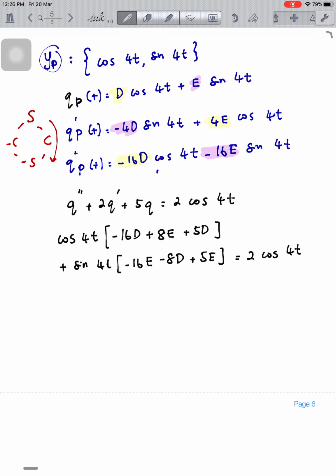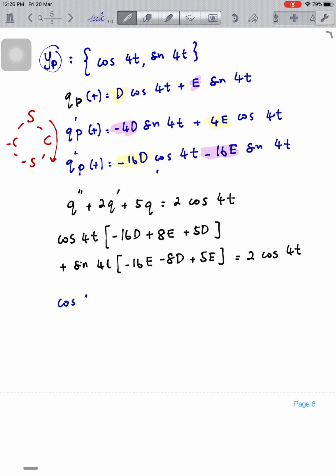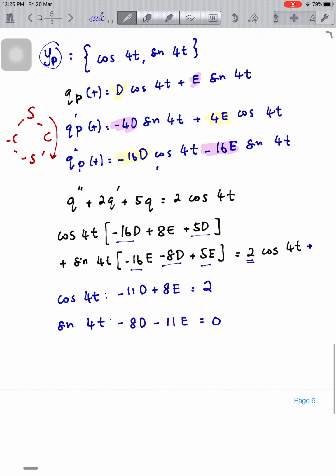Okay, so now I'm going to start doing the comparison. I'm going to start with the cos of 4t. So cos of 4t, this and this, when I simplify, I'm going to have negative 11d plus 8e, and on the right hand side I have a coefficient value of 2, so that's equal to 2. And when I compare for sine of 4t on this side, I put e and e together, it's negative 8d and negative 16 plus 5, that is negative 11e, that is going to equal 0, because I have none on this side, so that's a plus of 0.